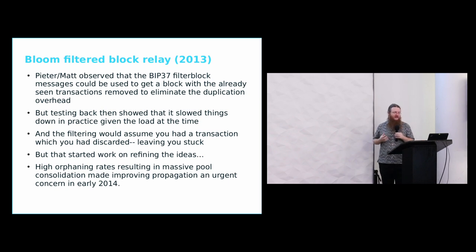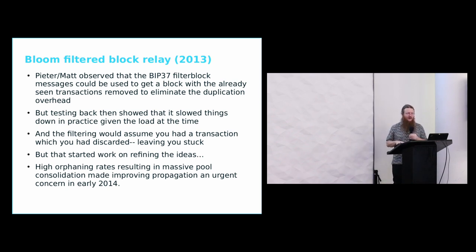So one of the earliest things that people worked on to try to improve this was that Peter and Matt observed that BIP37 filtered block messages could be used to transmit a block, but eliminate transactions that had already been sent. So I could ask you for a block, and you would send me the block, but skip the transactions that you had already sent me.